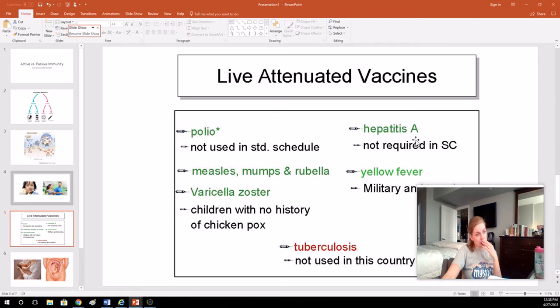Hepatitis A is sometimes live attenuated. Yellow fever is live attenuated. This is why you have to usually go to the health department to get this. It's very costly to keep in a regular practice. Tuberculosis we do not do, but a lot of other countries do, and that's live attenuated.